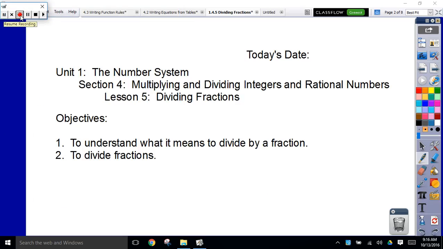Okay, today's lesson is on dividing fractions. It should be mostly a review lesson for you from things that you've learned in the past. So we are going to talk about what exactly it means to divide by a fraction. I think it's very important to know why we do some of the things we do in math, so I am going to go through that and explain that to you, and then we'll practice dividing fractions.